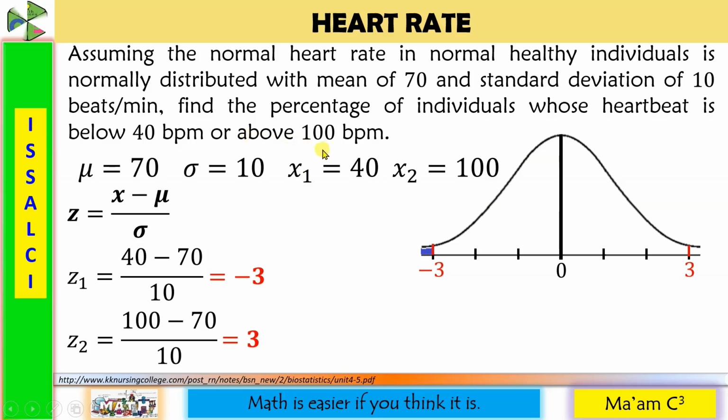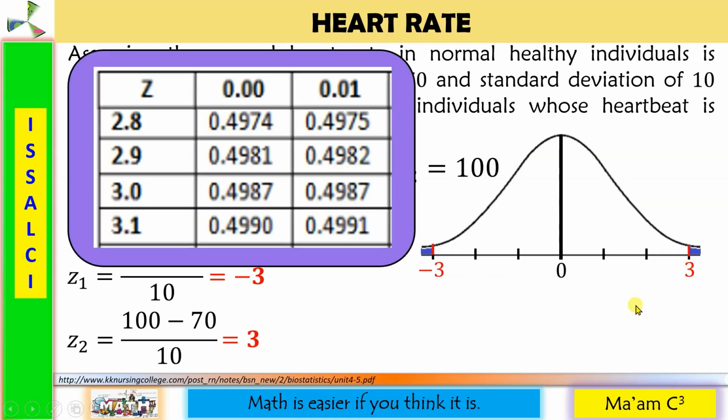Now for 100, above 100. This is the z value that corresponds to 100. And since it is above, we are going to shade the right side. Now, we are going to determine the area of this. But our z table gives the area from the mean to a particular z value.